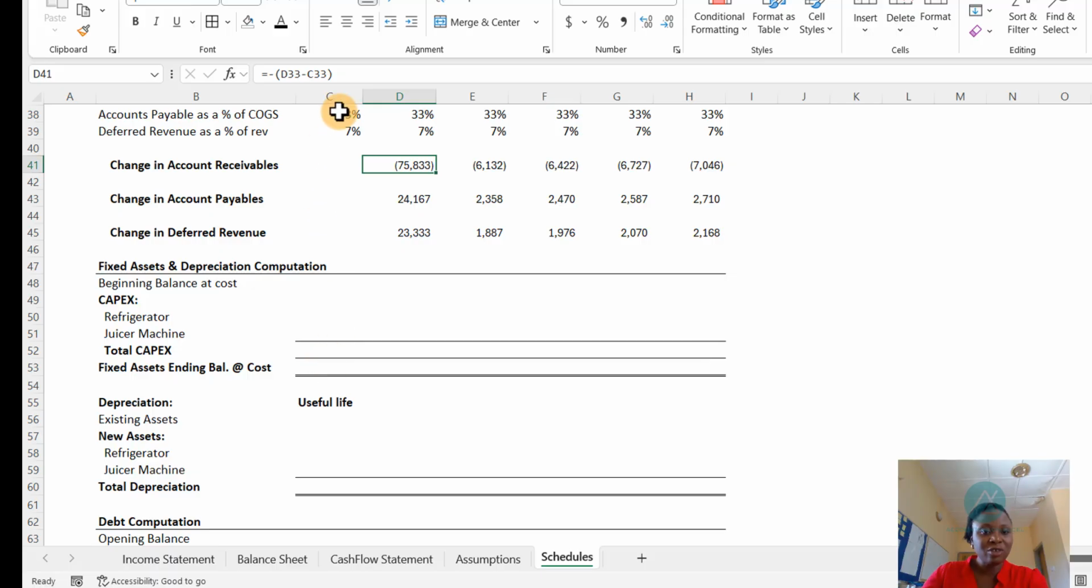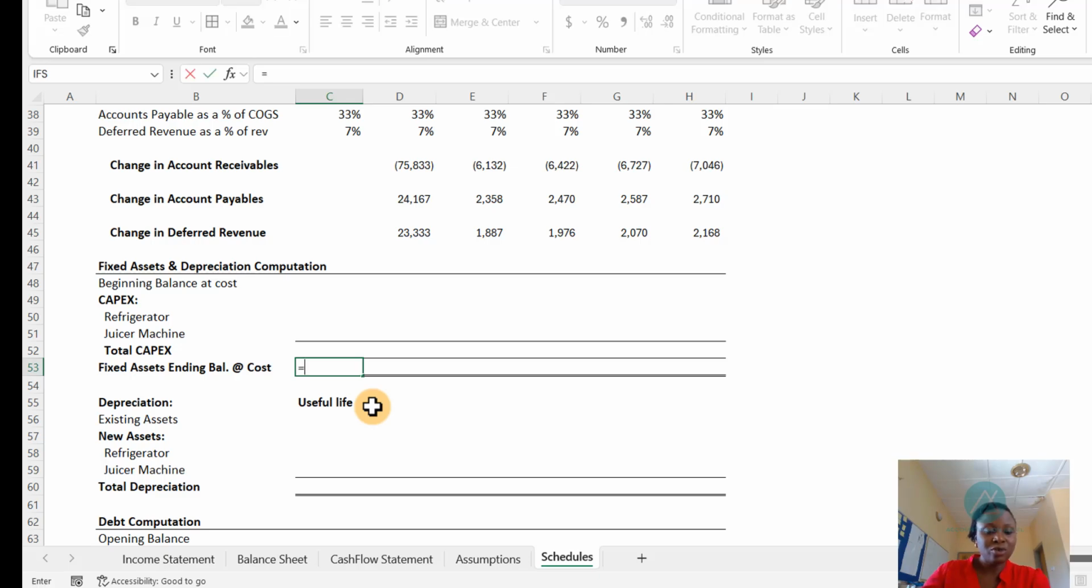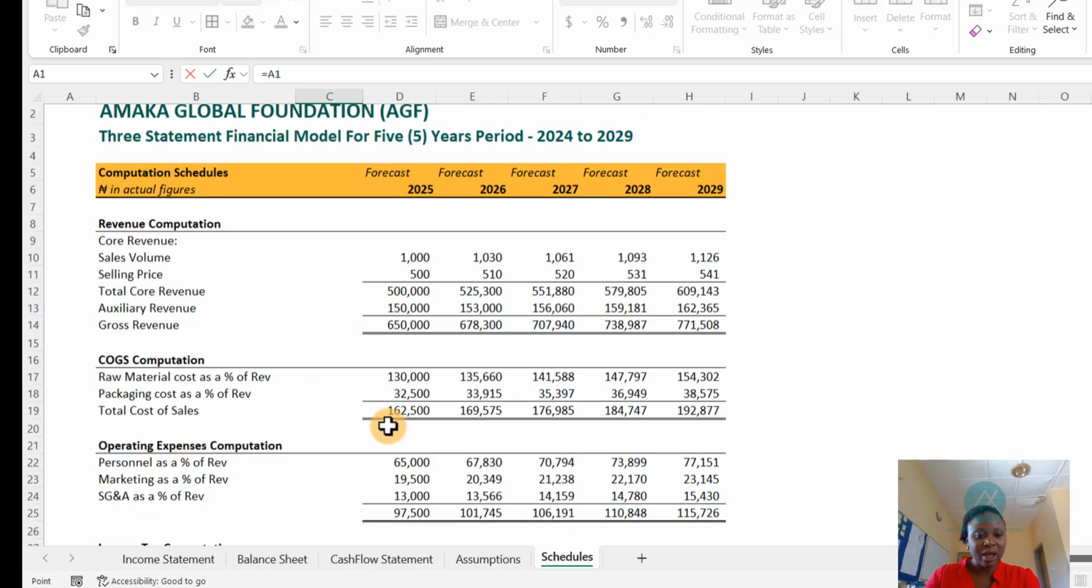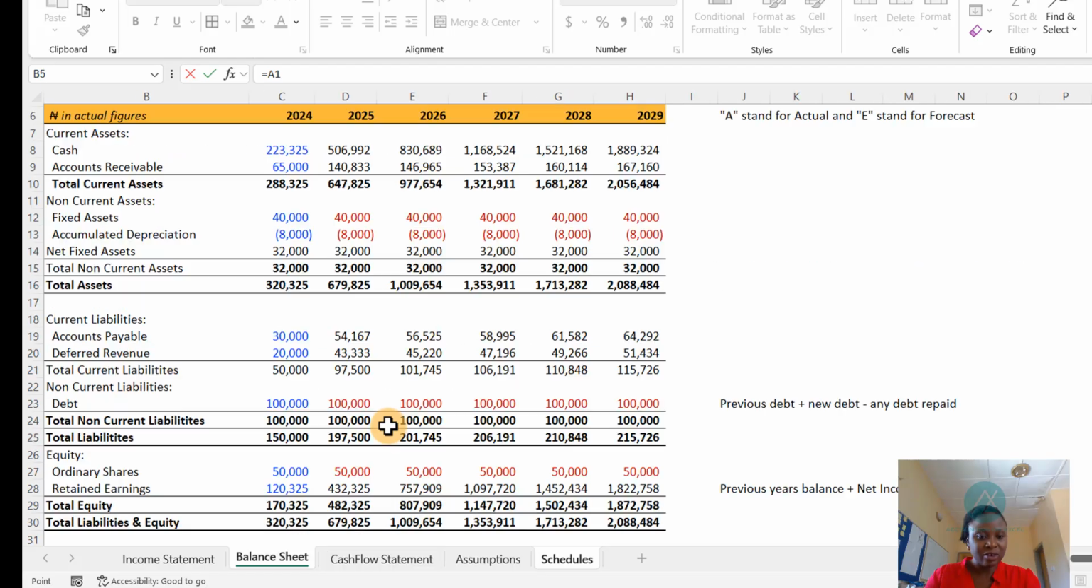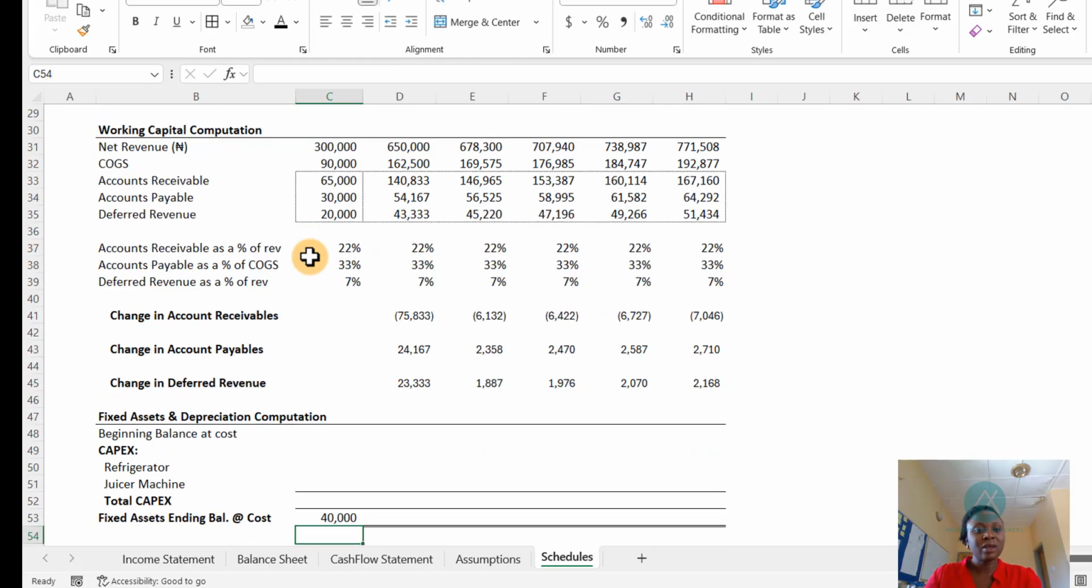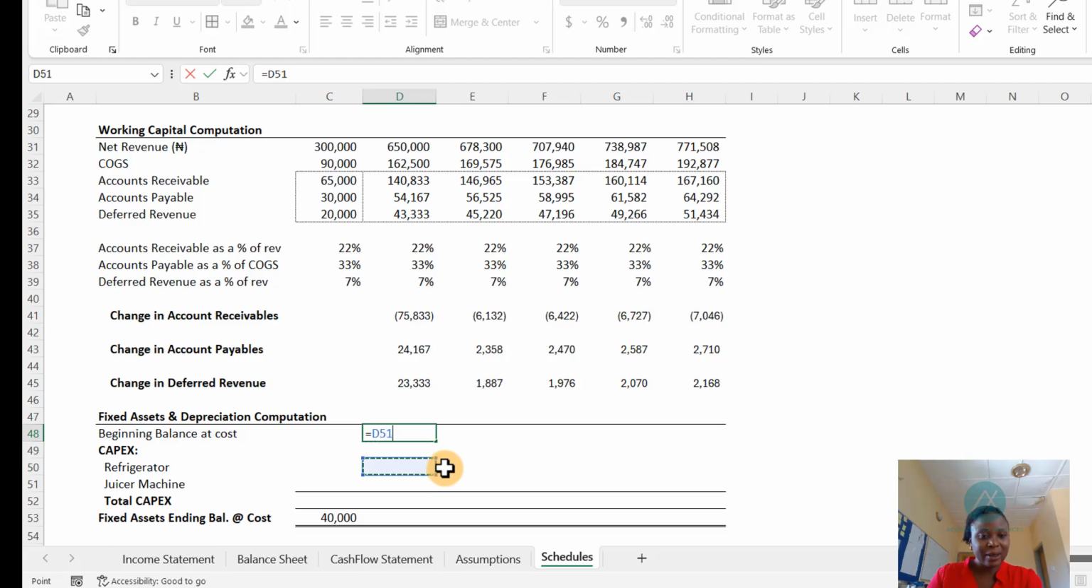So first of all, for this column, we have the ending balance at cost, which is in our balance sheet. So we'll just go to the balance sheet and pick what we have there. So remember the fixed assets, the ending balance at cost, this is the net because we took into consideration the accumulated depreciation. So this is the closing balance of fixed assets as at 2024. So we'll just pick it. All right. So we'll pick the closing balance, which is this. Now this closing balance will still be the beginning balance at cost. So we'll just link it.